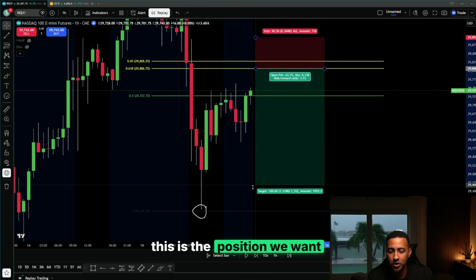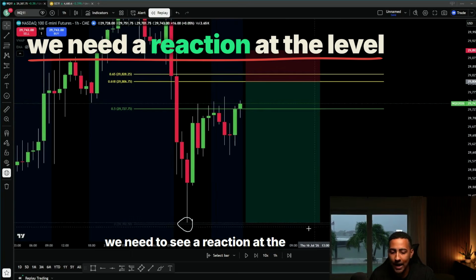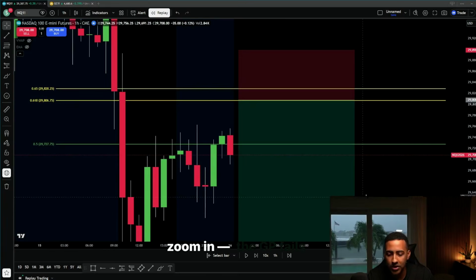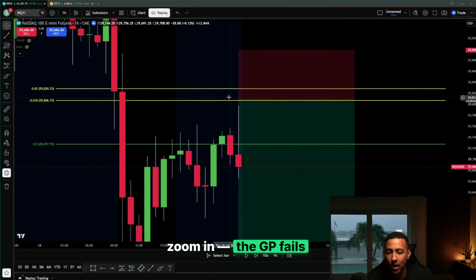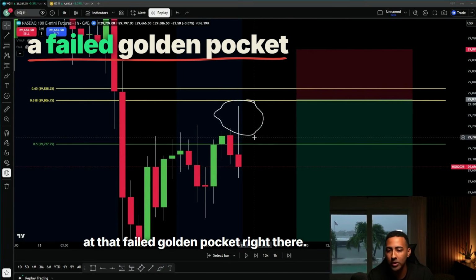This is the overall position we're going to look for here. It's going to be something like this, but we need to see a reaction at the level first. So when we actually zoom the chart in and we go to the next candle, the one thing you're going to notice is that we come up to that golden pocket and we fail it. Take a look at that failed golden pocket right there.